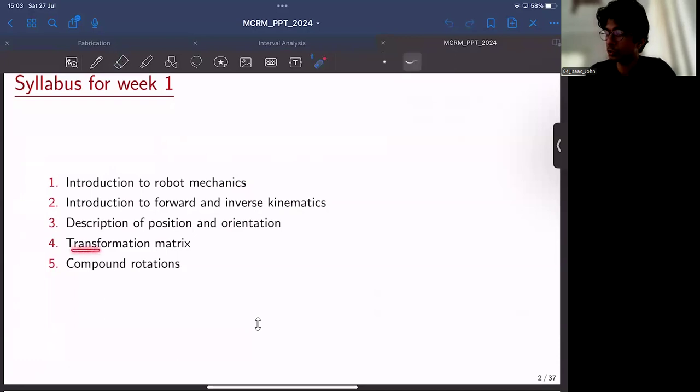Further, we would also discuss the topic of transformation matrices, which is a very compact way to represent composite rotations as well as translations together. And then we will cover the topic of compound rotations. That would be the end of the week 1 syllabus.